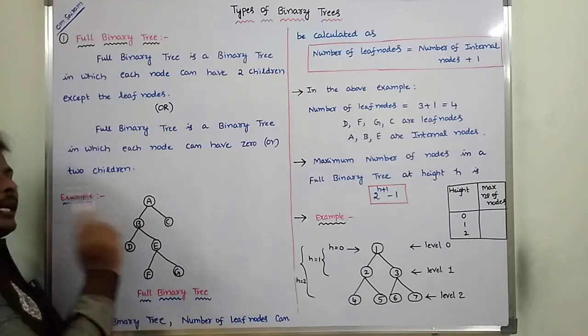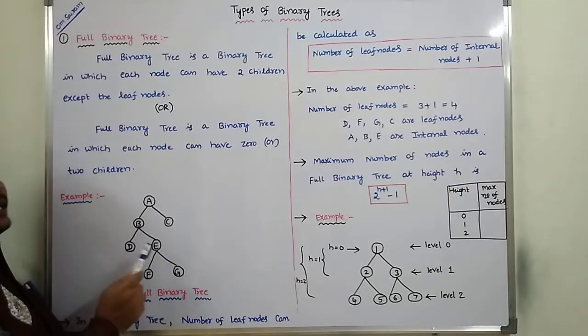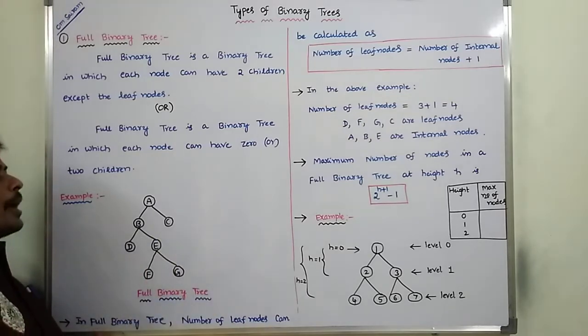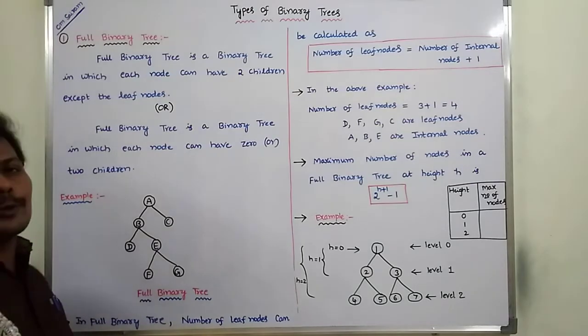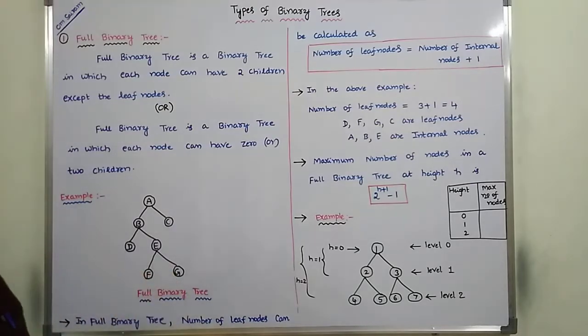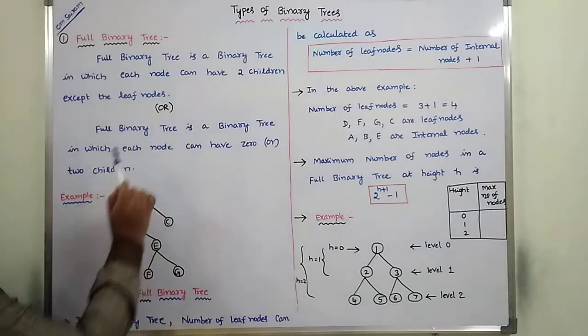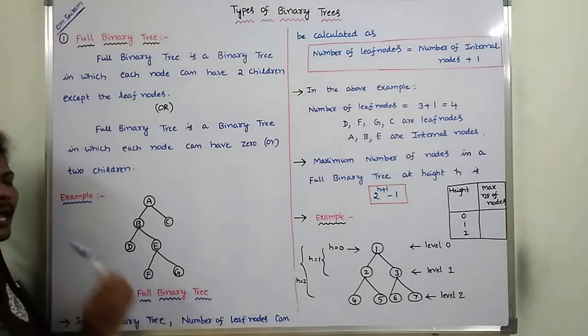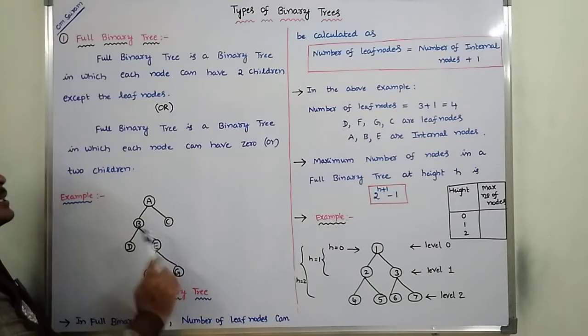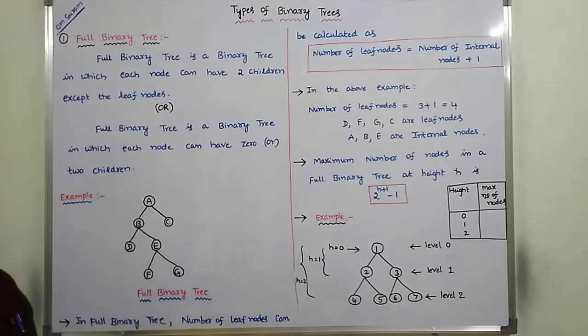So 3 vertices A, B, E have 2 children. And 4 vertices D, F, G, C have no children because they are leaf nodes. So both the definitions are satisfied by this tree. Hence we can say that this is a full binary tree.